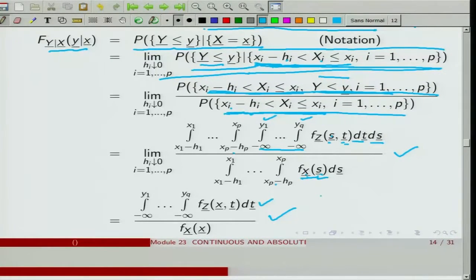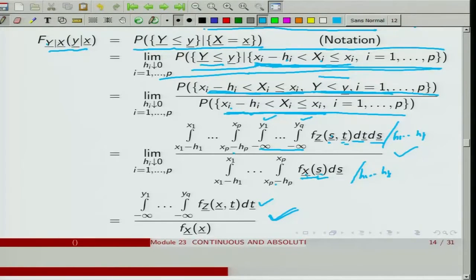A more rigorous argument can be given by dividing the numerator and denominator by h 1 h 2 h p, and then taking the limit, and it turns out to be this. One can easily solve it, but I have given you a loose argument, which is not very rigorous, but correct under certain conditions, and if you take the limit, then you get this.